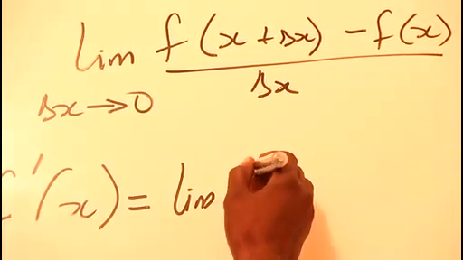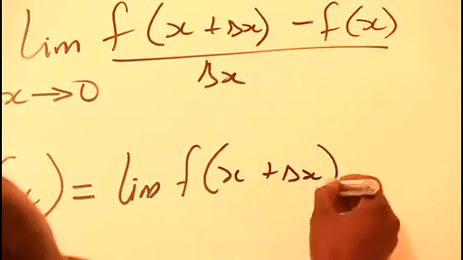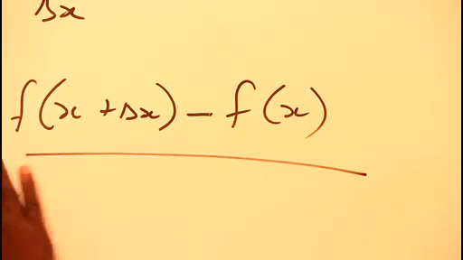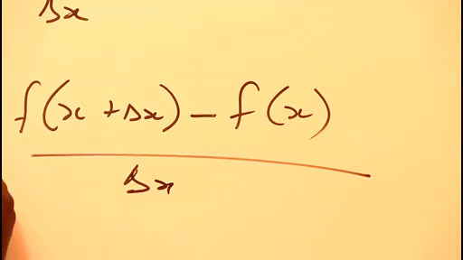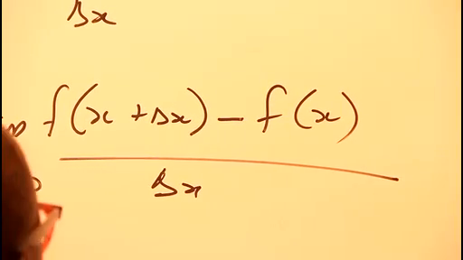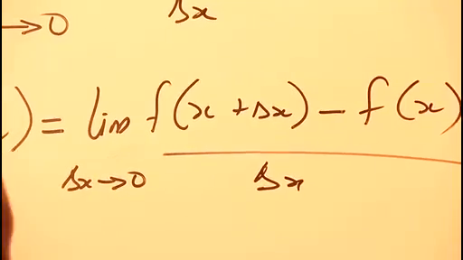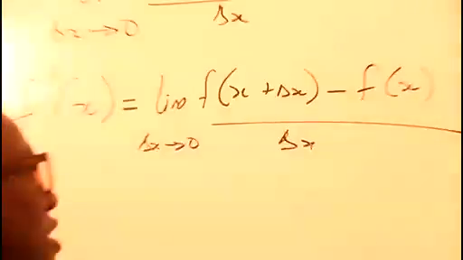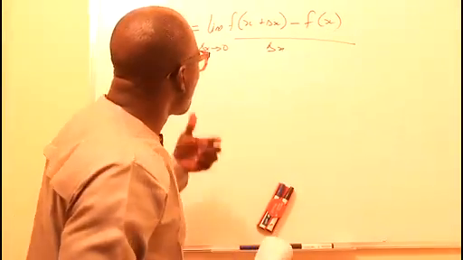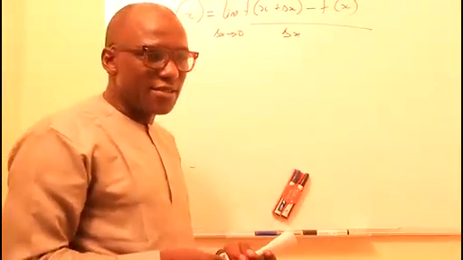The limit of f of x plus change in x minus f of x, all over change in x, as change in x tends to 0. So this simple relationship is what is called the derivative of f of x. As we are saying, it might not really make sense until we are able to apply it.